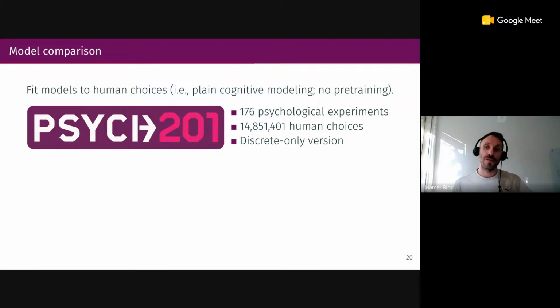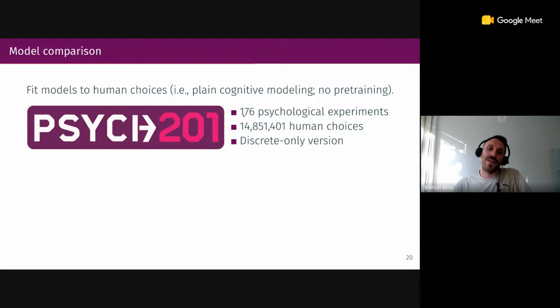So here we are in a setting of essentially plain standard cognitive modeling. There's no language-based pre-training. We take this architecture and fit it from scratch on some kind of data. In this case, we use an extended version of the Psych 101 dataset that I described earlier, called Psych 201. Particularly, we focus on a version with discrete choice options only, so only experiments where people press buttons.